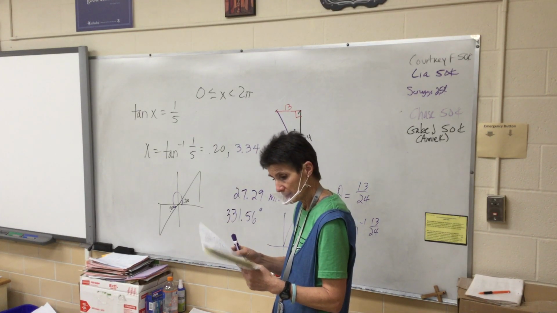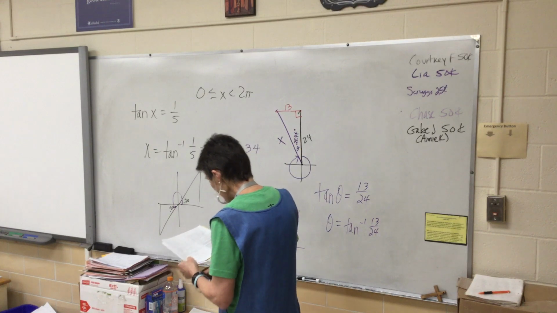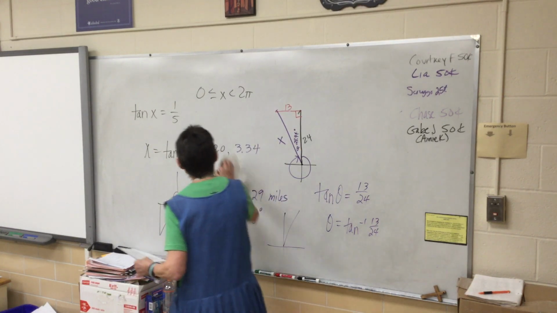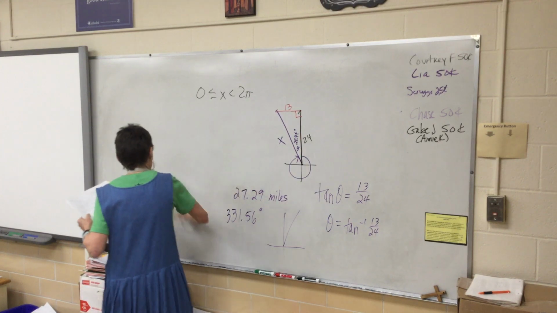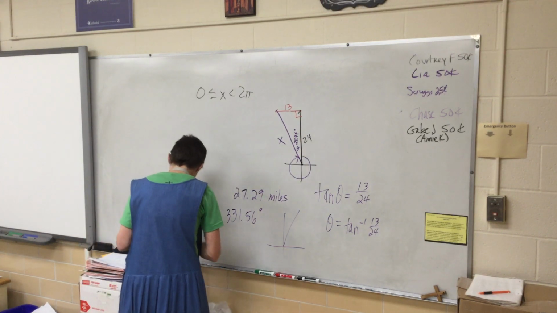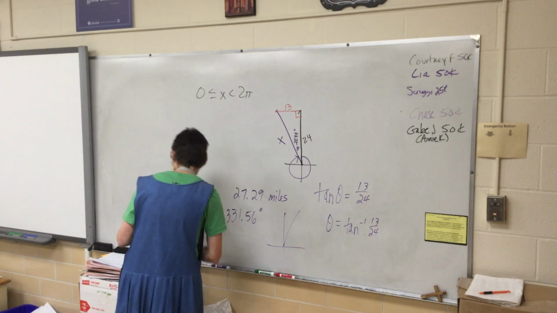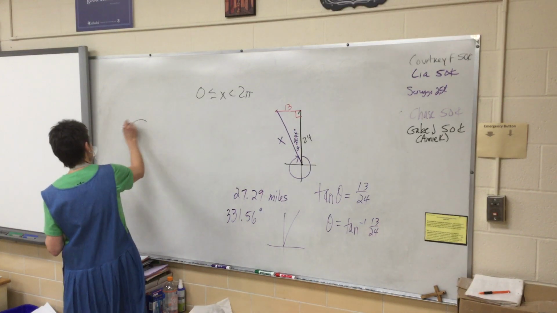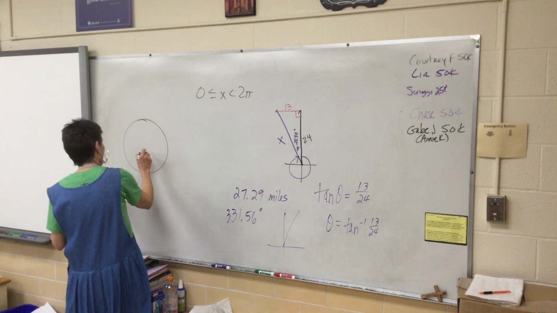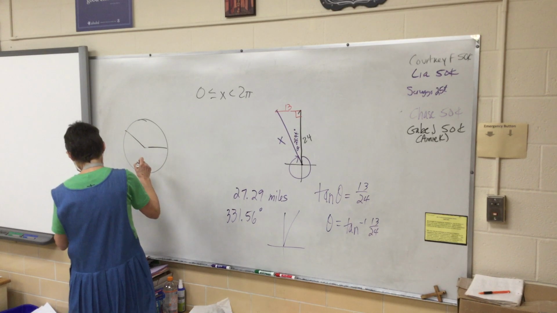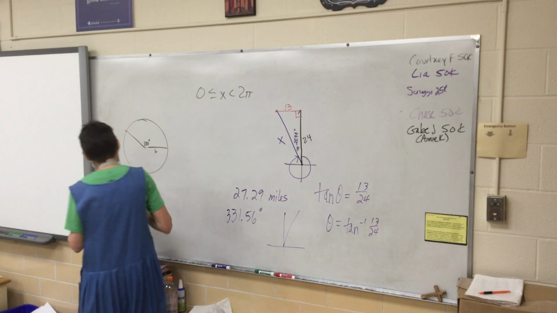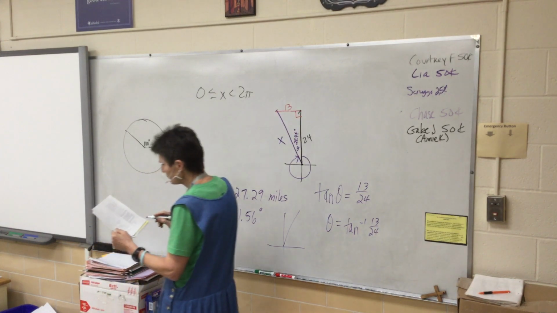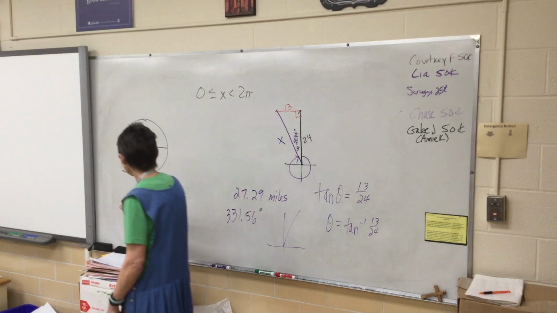Number 10. Find the area of the shaded sector. You've got options on this. Well, you have options on every problem, basically, but you definitely have options on this problem. We have a sector. The angle is 100 degrees, and the radius is 6. And we want to find the area of it.